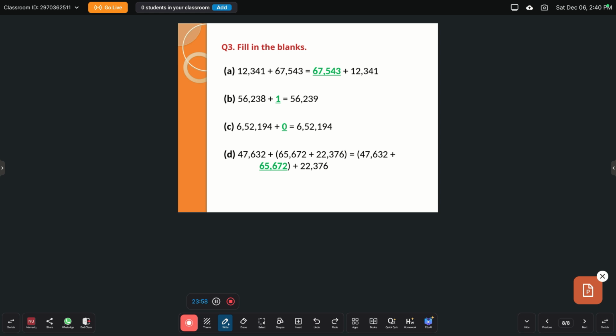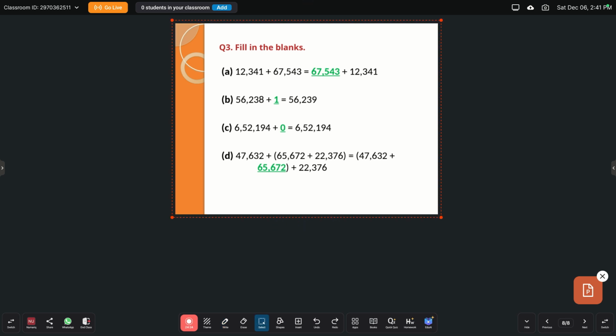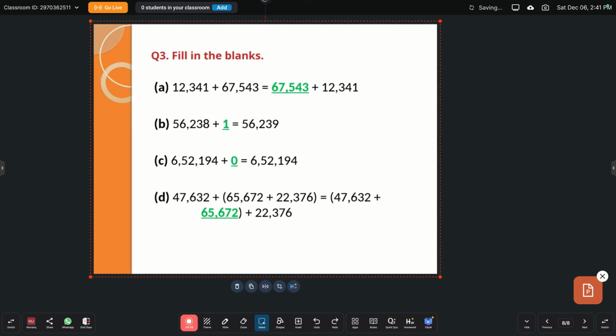Okay, beta. Now, what you will do is that you will do all the remaining parts of this question yourself. You will do all these parts yourself. But you have to keep in mind that you have to arrange the addends in the proper columns. Okay? We will move to question number 3 of our checkpoint 1.